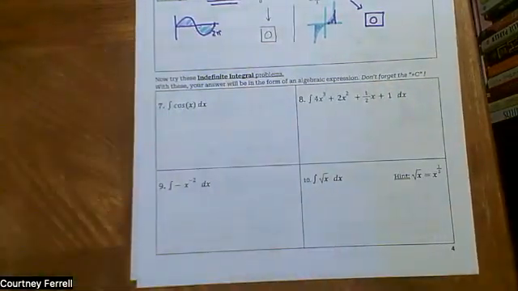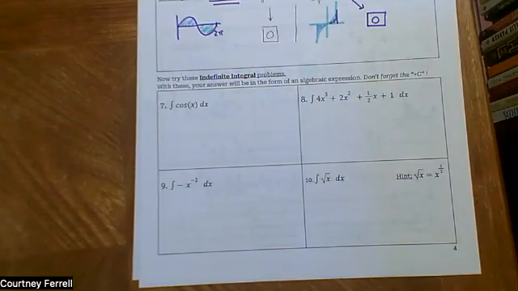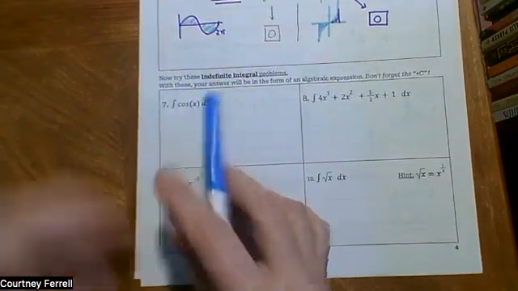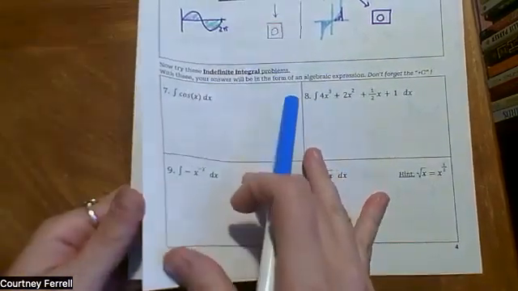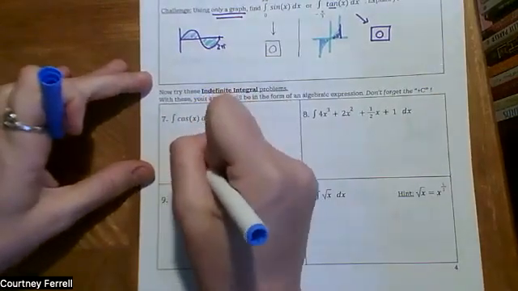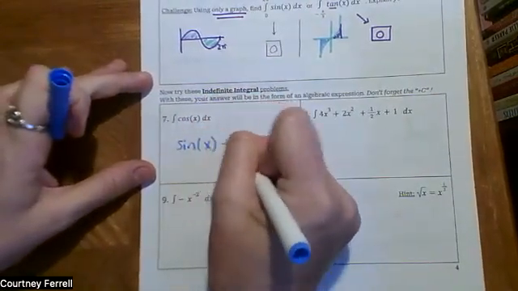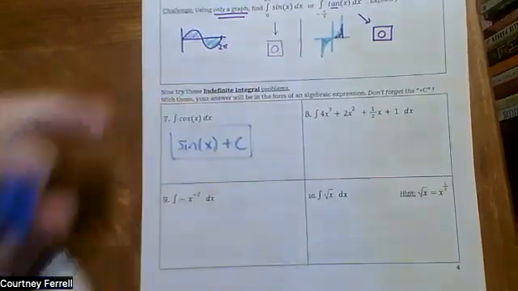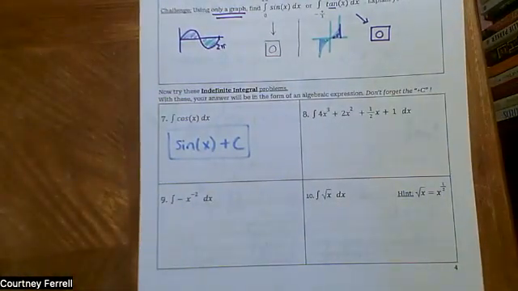So for 7, what is the integral of cos? Well, all you need to do is find the antiderivative, which on page 2, we said the antiderivative of cos was sine. So the answer to this problem is simply sine of x plus c. Done. That's all you got to do.